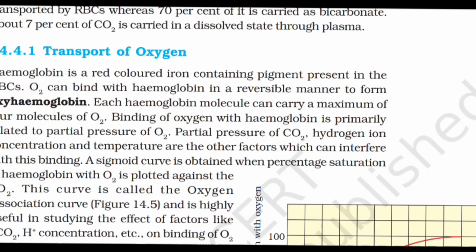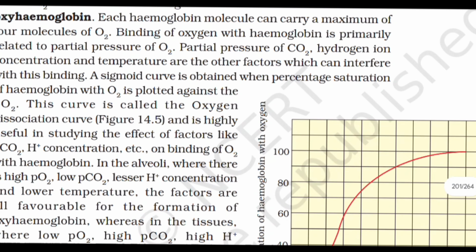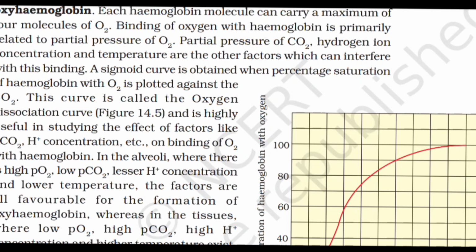A sigmoid curve is obtained when percentage saturation of hemoglobin with O2 is plotted against the partial pressure of O2. This curve is called the oxygen dissociation curve and is highly useful in studying the effects of factors like partial pressure of CO2, H plus concentration, etc. on binding of O2 with hemoglobin.